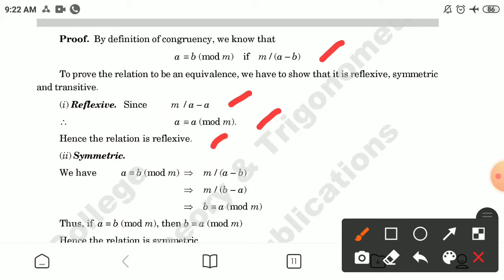Second, symmetric. We have a is congruent to b mod m. This implies m divides a minus b, and this implies b minus a is also divisible by m. This implies b is congruent to a mod m.